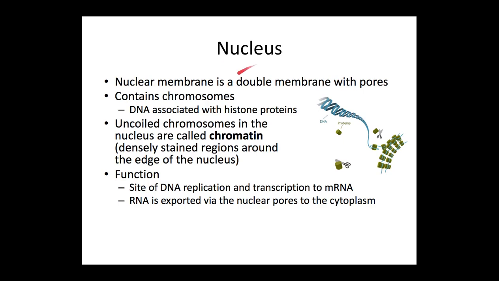All right, moving on to the nucleus. The nuclear membrane is a double membrane with pores, and the nucleus contains chromosomes. The chromosomes are essentially just DNA that's associated with proteins. The uncoiled chromosomes in the nucleus are called chromatin, and these are the densely stained regions around the edge of the nucleus. The function of the nucleus is that it is the site of DNA replication in the cell and the transcription to mRNA. And then RNA is exported from the nucleus via the nuclear pores to the cytoplasm of the cell.